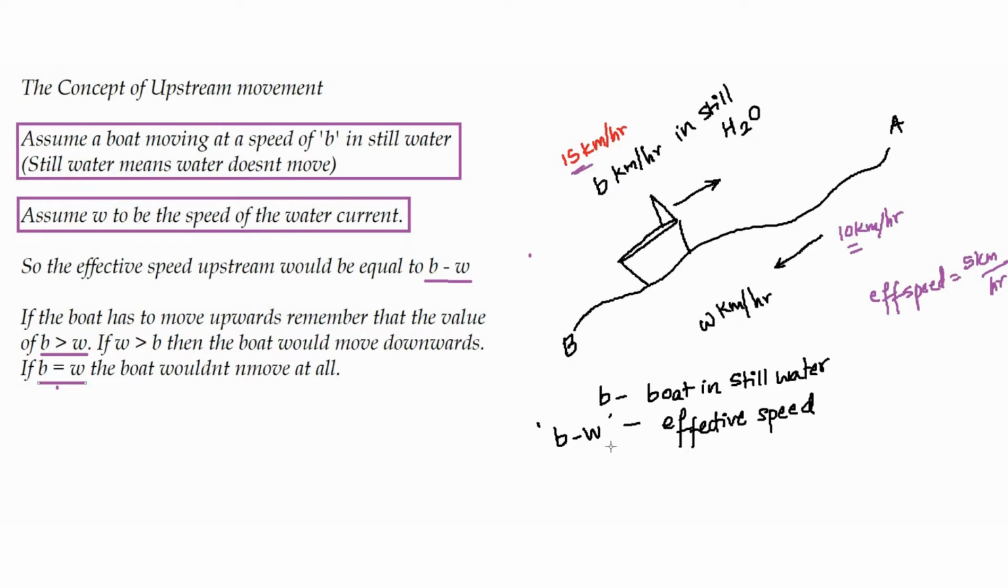The effective speed reduces to B minus W, and therefore if I were to calculate the time, I know that distance is equal to speed multiplied by time, and therefore the time taken would be distance divided by the speed, right? So in this case, if say I'm moving 40 kilometers upstream, right? And the speeds are B and W, then the time taken to move upwards would be 40 divided by B minus W, because B minus W is the effective speed, right?